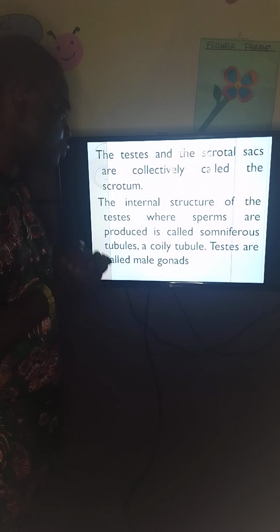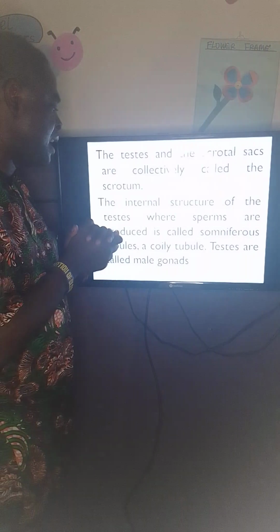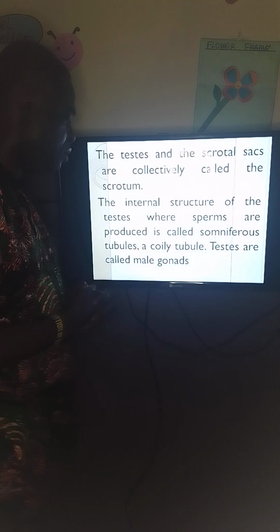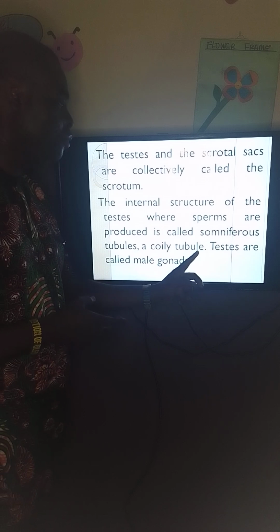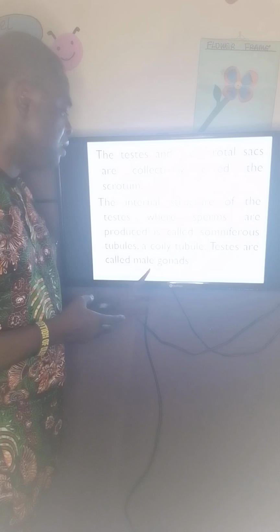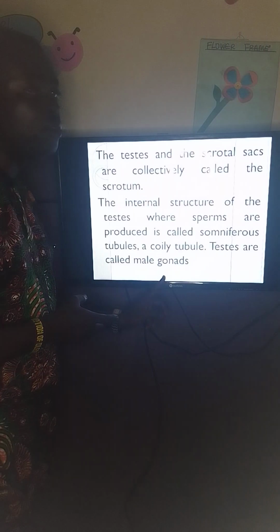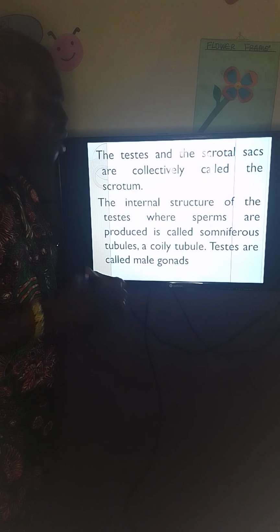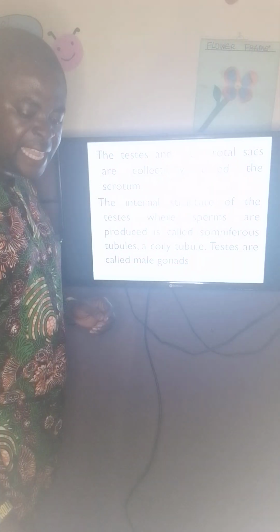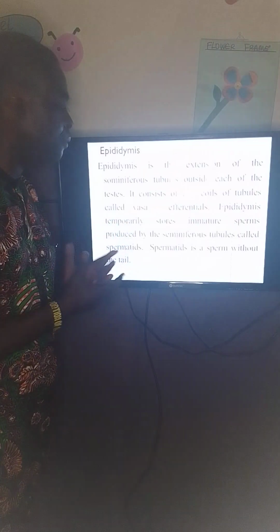Now, the internal structure of the testes, like I told you, where sperm production occurs, is called the seminiferous tubule, which is a coily tube. Testes are called male gonads. When you come across the word tubule in biology, it means a tiny tube. Take note, a tiny tube that does not have the strength of straightening up. It has to coil up.